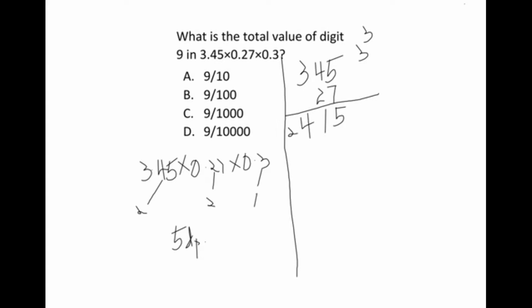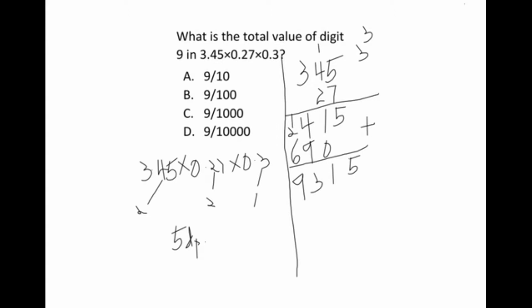Then 2 multiplied by 5 is 10. We carry 1. 2 multiplied by 3 is 6, plus 1 is... 2 multiplied by 4 is 8 plus 1 is 9. 2 multiplied by 3 is 6. Then we add. So we have 5 plus 0. Then 1 plus 0 is 1. 4 plus 9 is 13. We carry 1. 1 plus 2 is 3 plus 6 is 9. So we have 9,315.